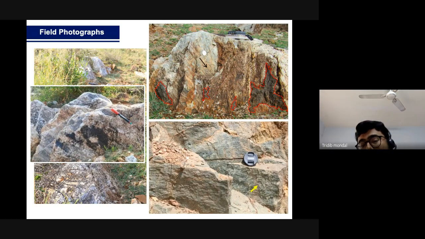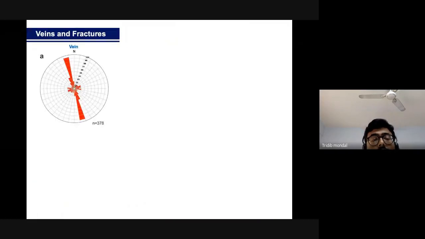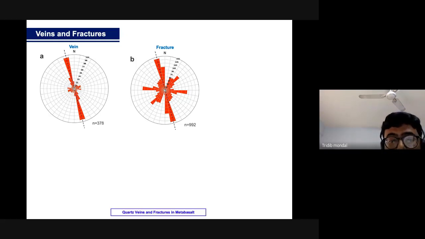And this is another fault plane, or the fault that is found in the massive metavolcanics, metabasalt. Here the steps on the fault planes are prominent. Now, if you see the orientation of the veins and fractures, you can see mostly they are randomly oriented, but the maxima lies in northwest-southeast directions.